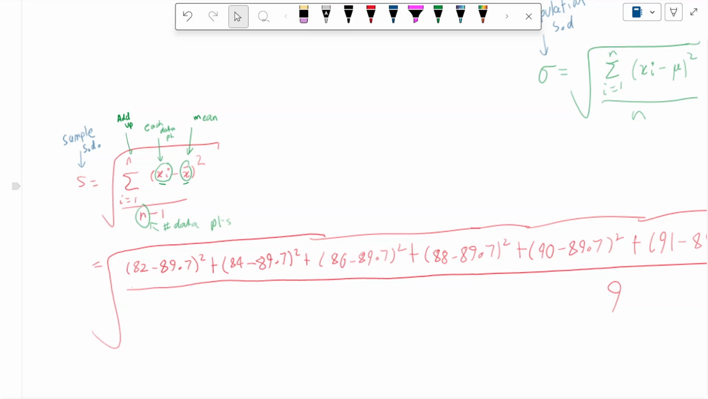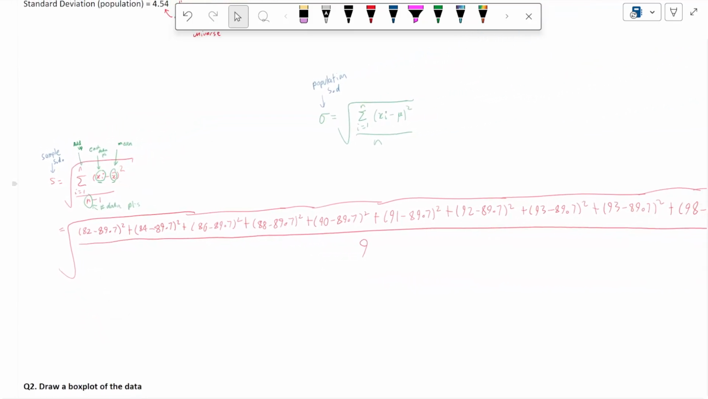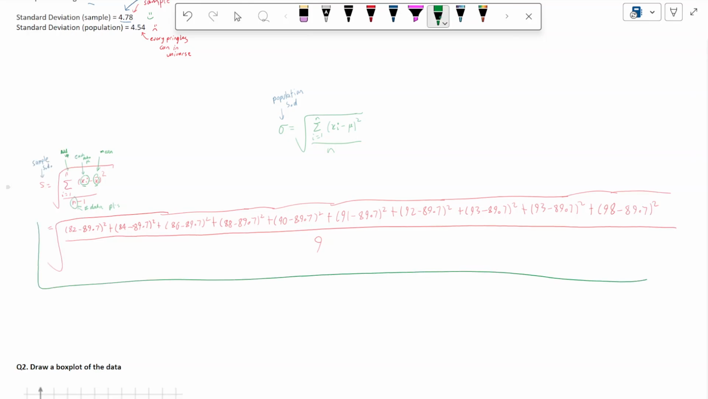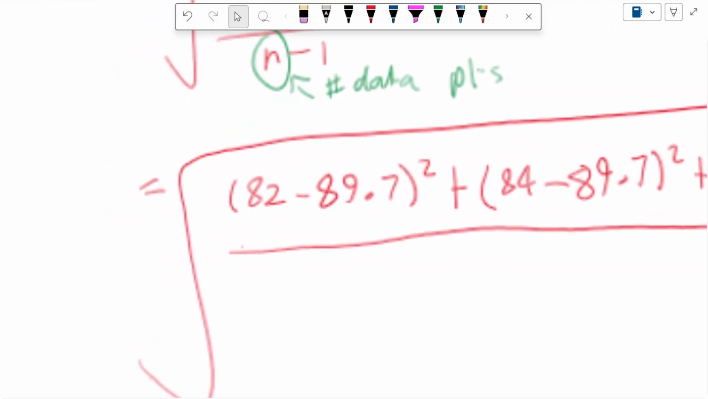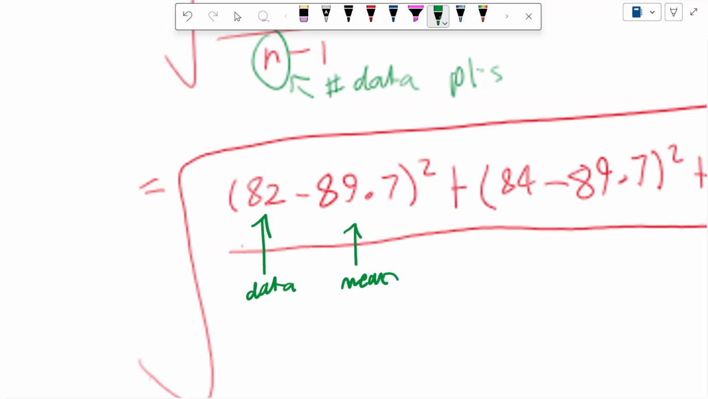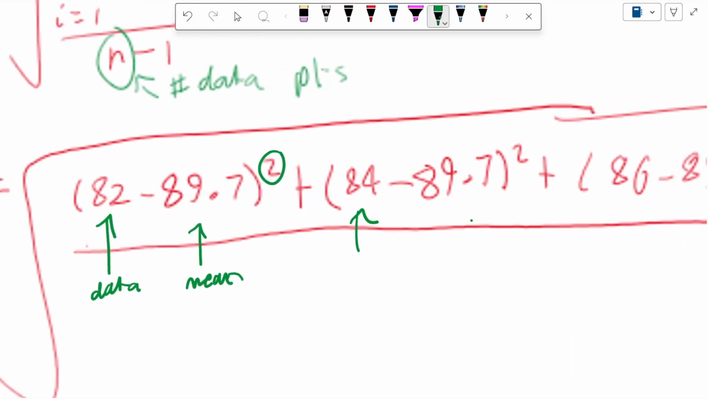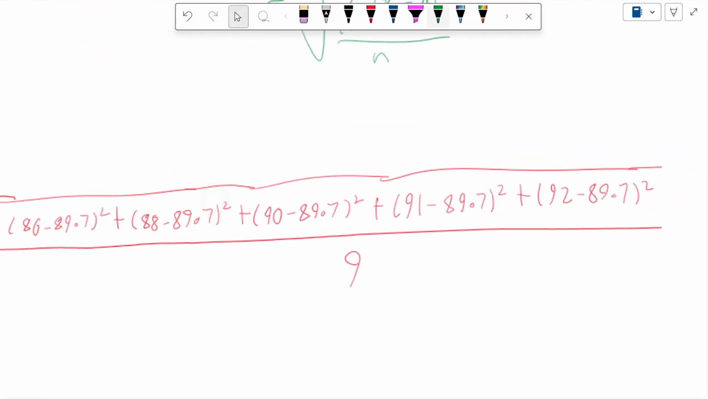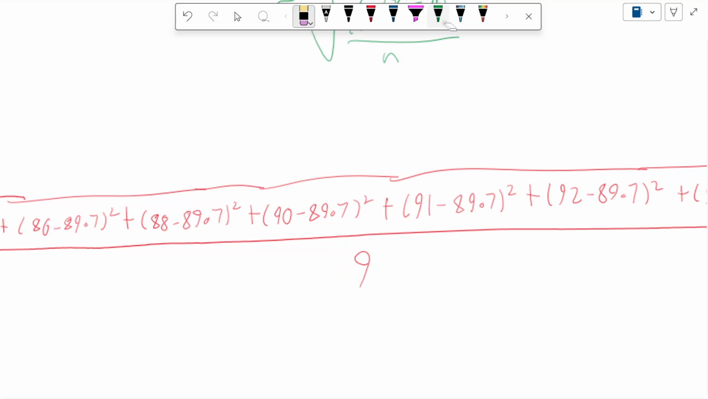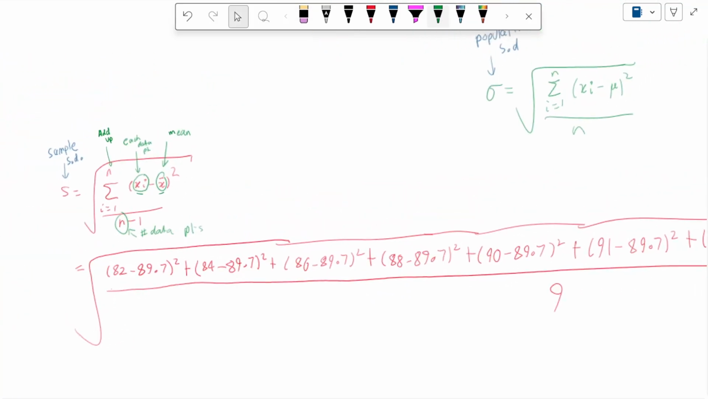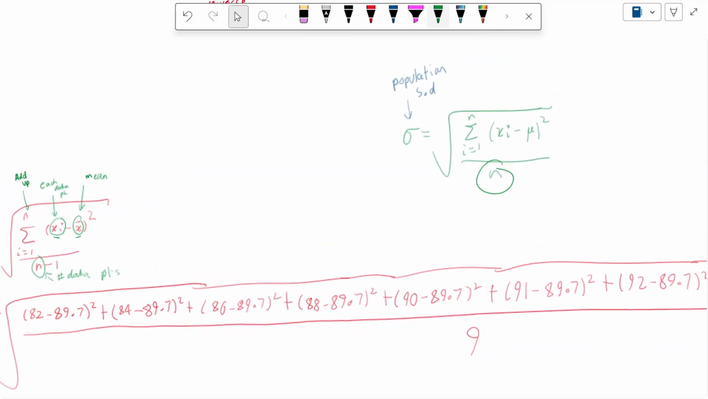So if we were going to do our calculation here, we would do that entire thing there. And you can hopefully see the way that I've done this: that number there, 82, is our first data point, and that is our mean. And then you square it. Then you do the next data point, take away the mean and square it, and you literally add all those up. Then you're dividing by n minus 1, in this case 9, because there were 10 cans. If you want the population standard deviation, you're just dividing by n instead of n minus 1.